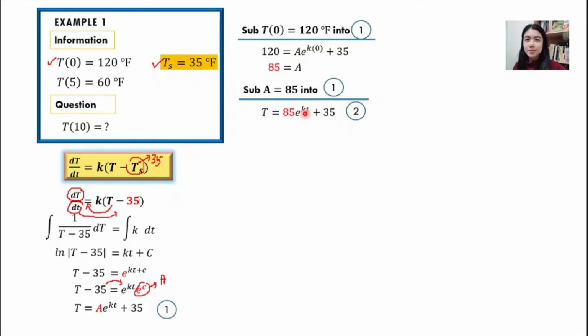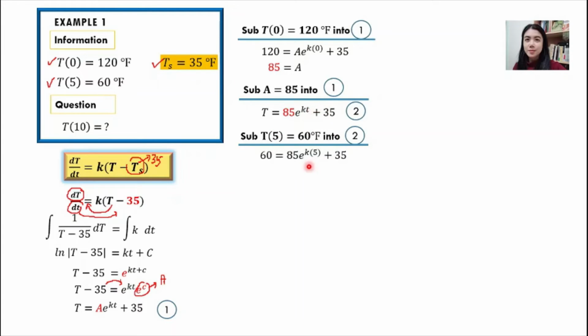So how are we going to figure out the value of parameter k? That is through the third information. You have T, capital T, at the time equal to 5 equal to 60 degrees Fahrenheit. So you substitute into your equation number 2: the temperature as 60 degrees, and the time as 5.